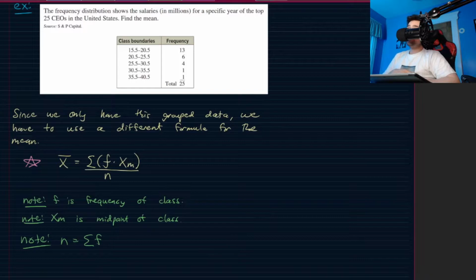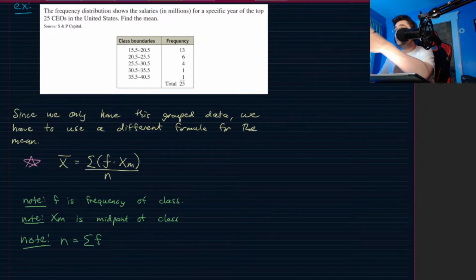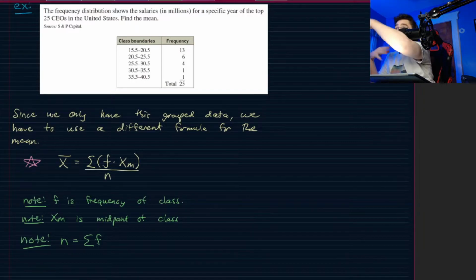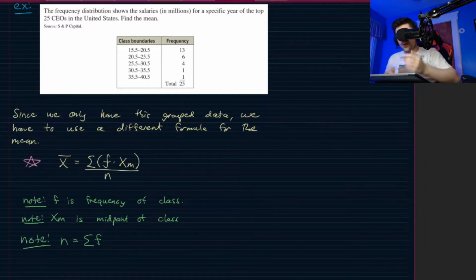Because 13 means that there were 13 people that had a salary between 15.5 and 20.5 million. And then the 6 means there were 6 people. The 4 means 4 people. 1 and 1 means there was 1 person each for those classes. So we add them up. That gives us the 25. And it also mentions here it's a frequency distribution of the top 25 CEOs. So n is always the sum of the frequencies, in case that ends up coming up in a question.